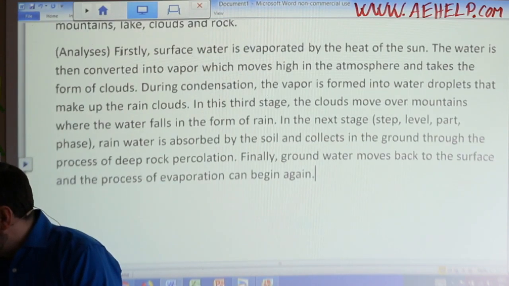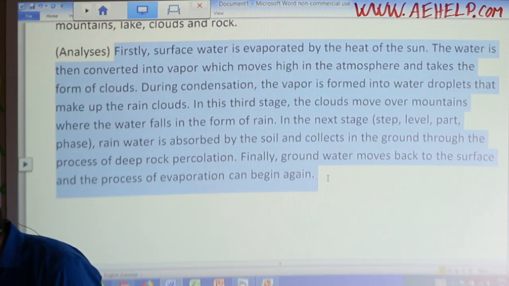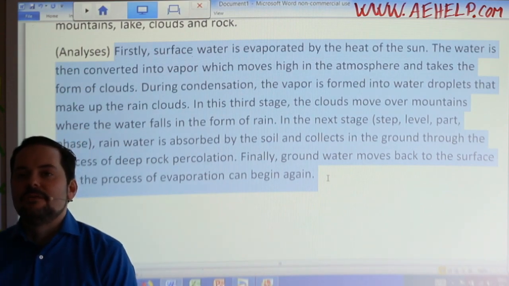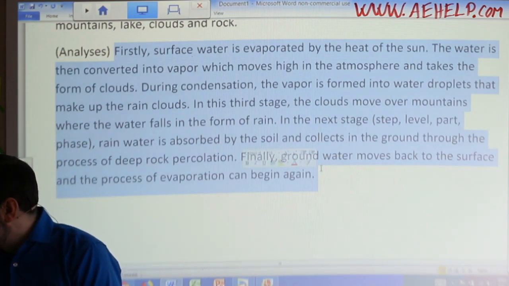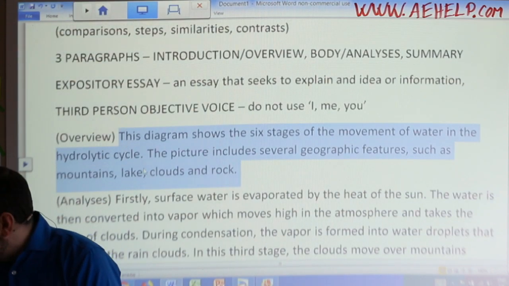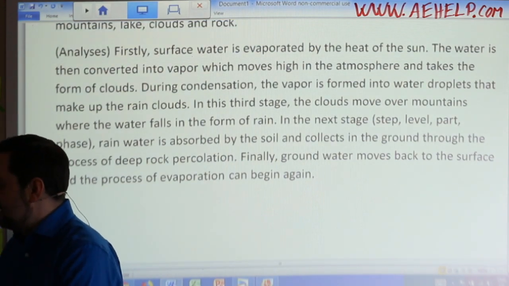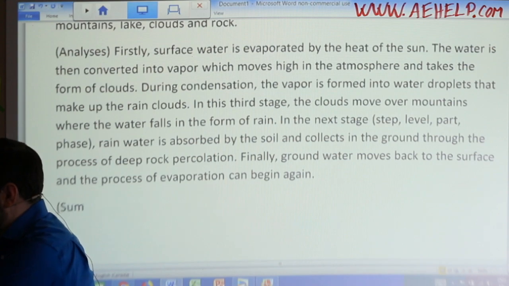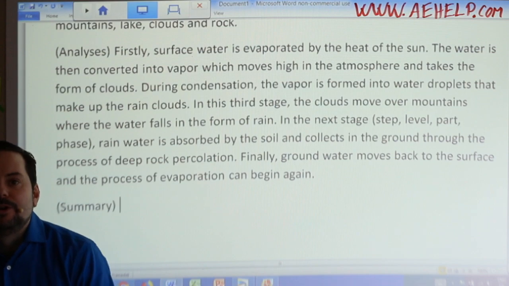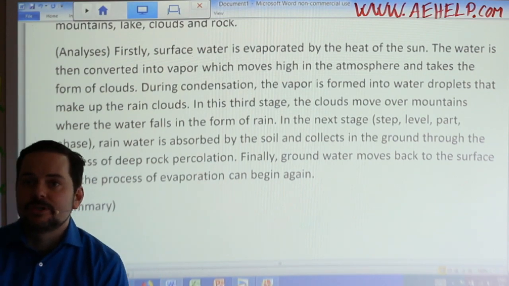So in this case, our body paragraph for our analysis is 106 words. For our overview, we have 28, so we have 130 words so far. So guess what happens next? We write the summary. The summary should be roughly 1 or 2 sentences, which will be the next 20 words that will make up the 150 words.